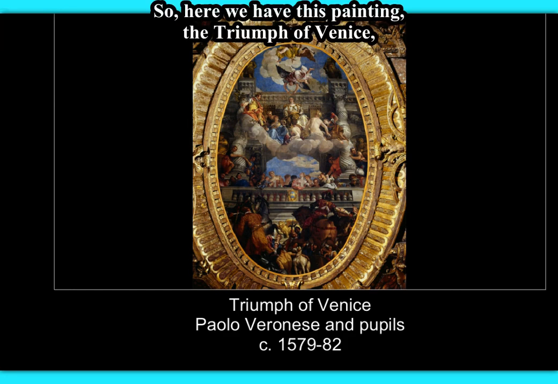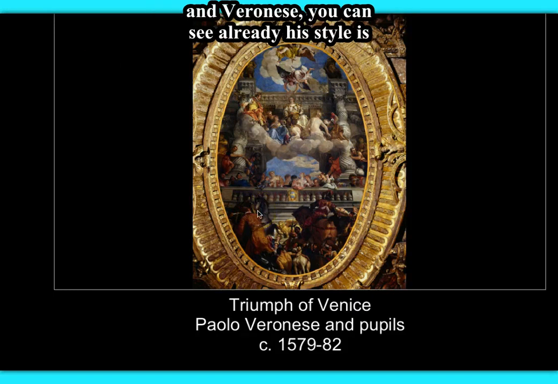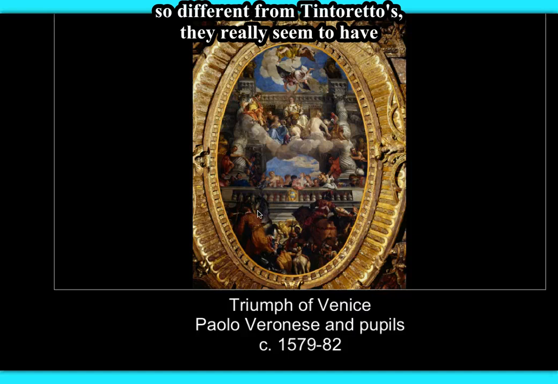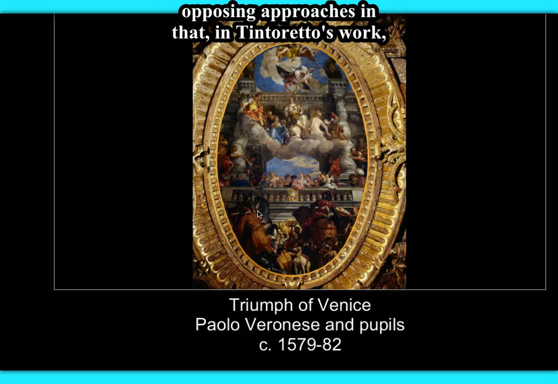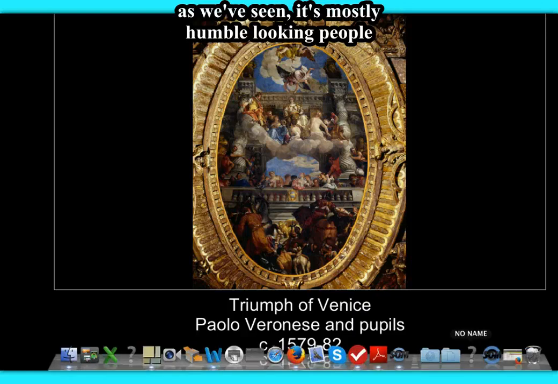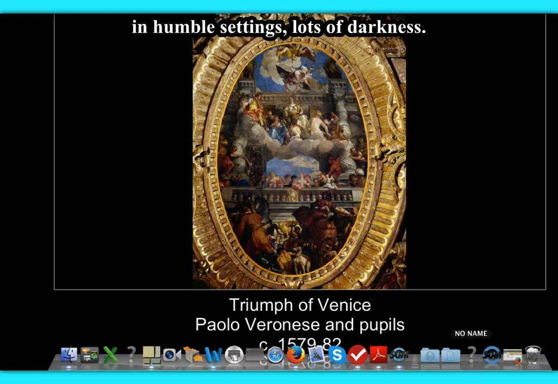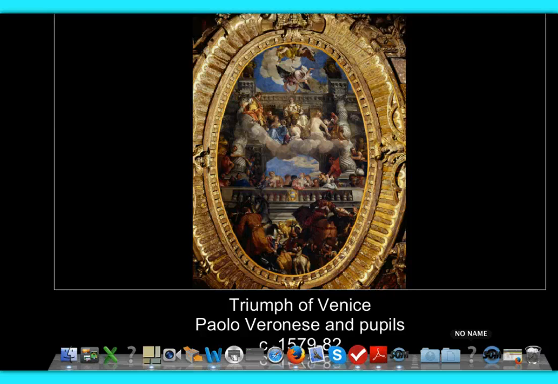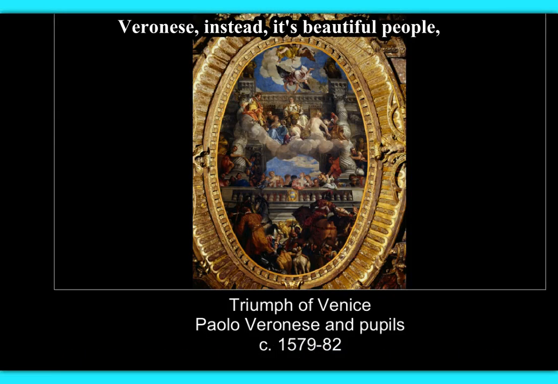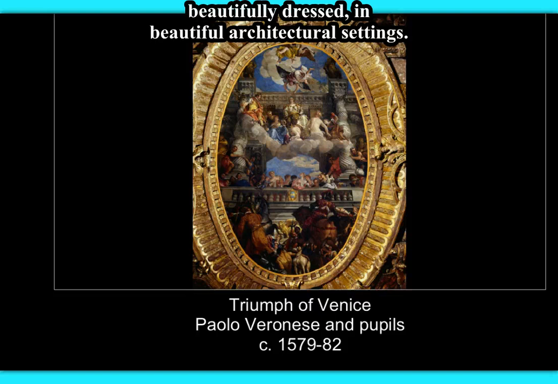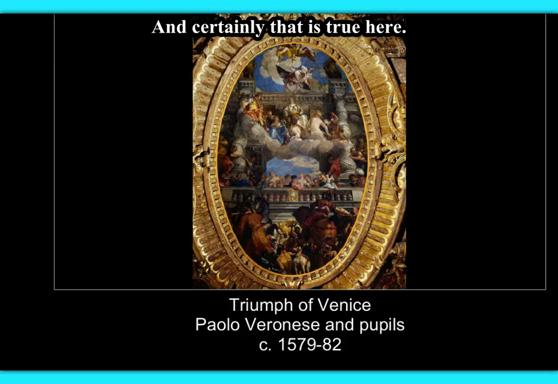So here we have this painting, The Triumph of Venice, and Veronese, you can see already his style is so different from Tintoretto's. They really seem to have opposing approaches in that in Tintoretto's work, as we've seen, it's mostly humble-looking people in humble settings, lots of darkness. Veronese instead, it's beautiful people, beautifully dressed in beautiful architectural settings. And certainly that is true here.